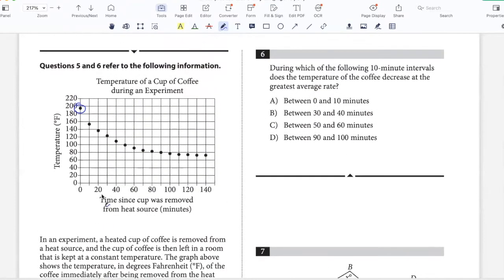And during which of the following 10-minute intervals does the temperature of the coffee decrease at the greatest average rate? So you can see that the graph goes like this. So the greatest decrease is in the beginning, and then the decrease lowers, and then finally it almost becomes horizontal. So the greatest decrease would be between 0 and 10 minutes, option A.